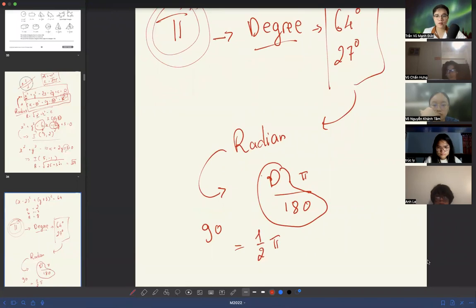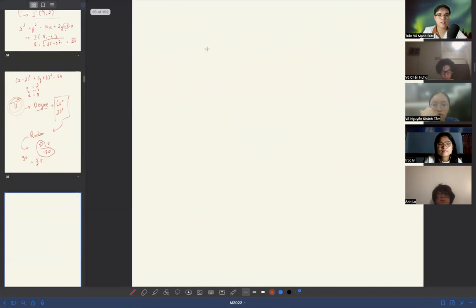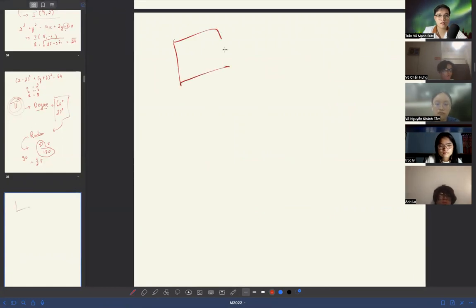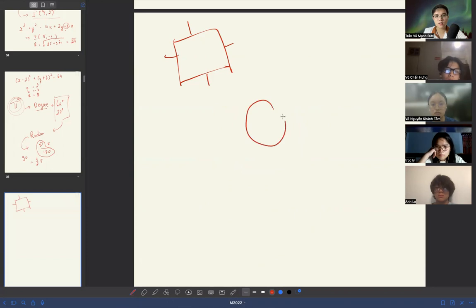Okay, about the next one: a circle. A circle doesn't have sides, because a circle doesn't have any angle, okay? It only has arcs. When it comes to sides, the circle has arcs, okay? This is a circle. No, this is an ellipse. This is a circle.